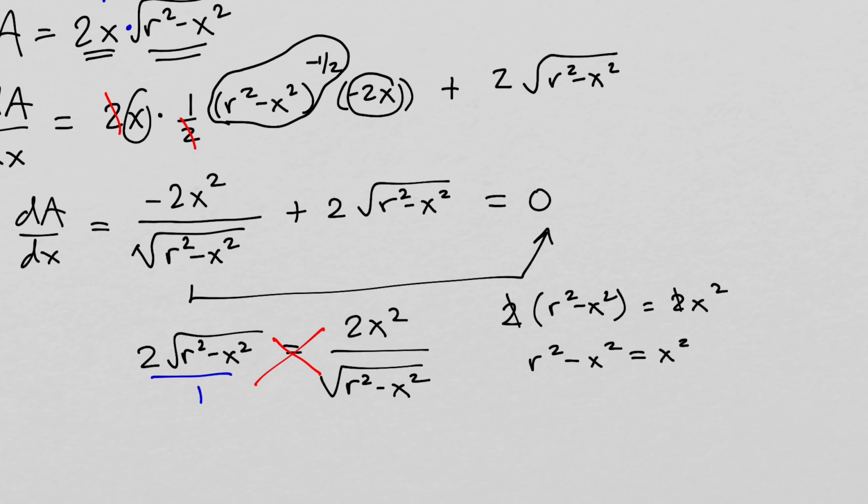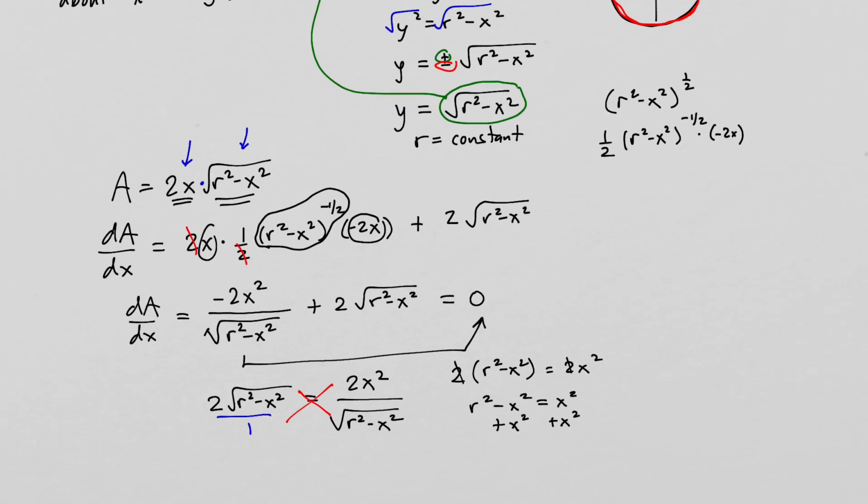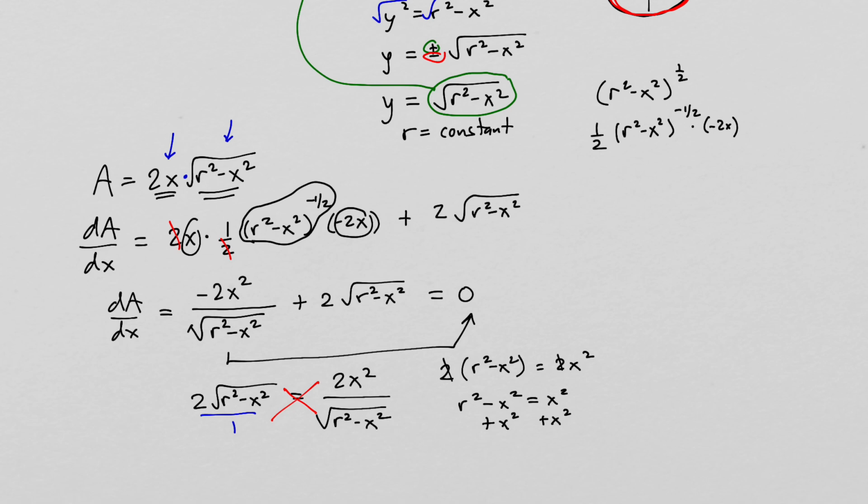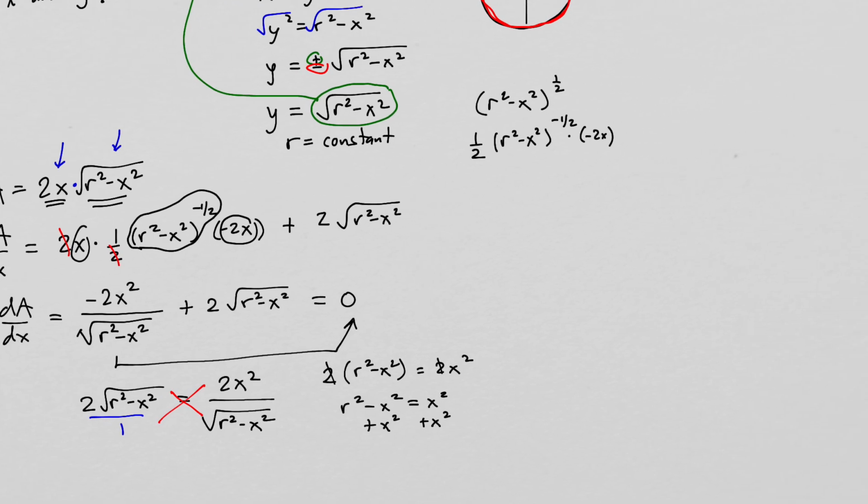Now keep in mind, you're trying to solve for x squared, or x rather. So I'm going to add x squared to both sides, and that's going to give me 2x squared is equal to r squared, right, because these cancel out. And then I'll divide by 2.